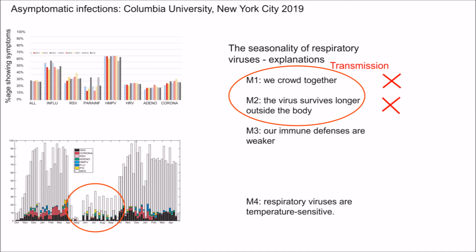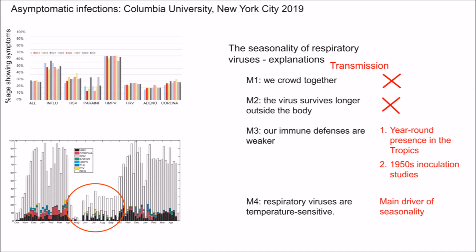So that leaves M3, that our immune systems are somehow weaker in winter, and M4, that these viruses are temperature sensitive. Now, there are two problems for M3. First, as I said before, we have to explain why our immune systems should be better in summer in temperate regions than they are in the tropics. And second, there were a lot of experiments that were carried out in the 1950s and 60s where people were inoculated with cold viruses and then they were either chilled or kept warm. The people who were chilled were no more likely to get colds.